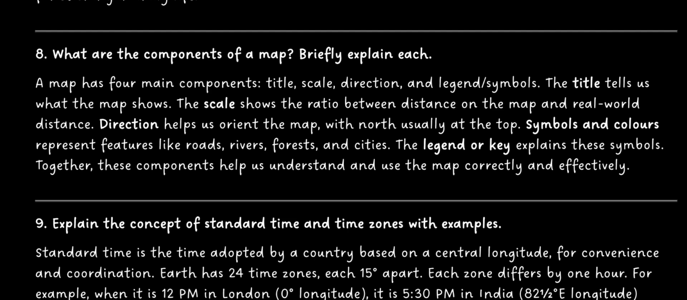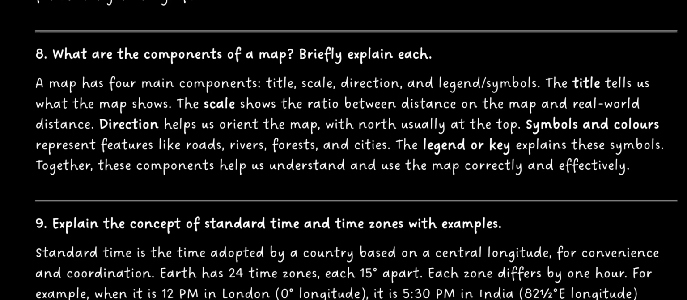Number 8. What are the components of a map? Briefly explain each. A map has four main components: title, scale, direction, and legend or symbols. The title tells us what the map shows. The scale shows the ratio between distance on the map and real world distance.